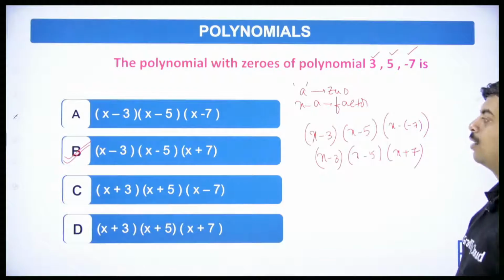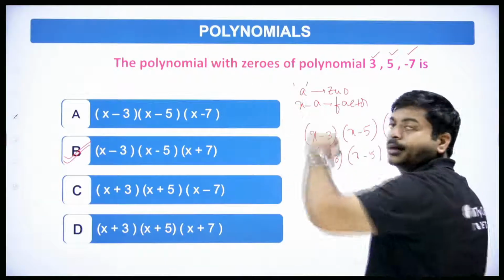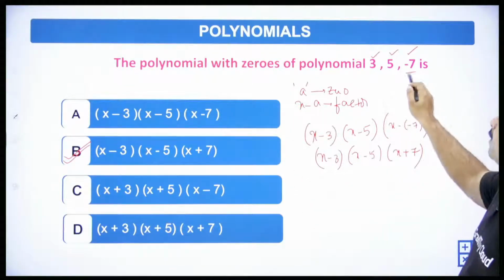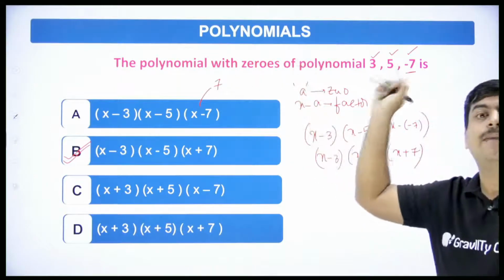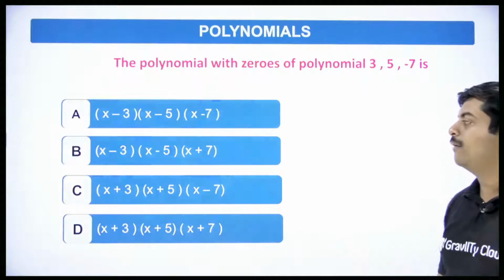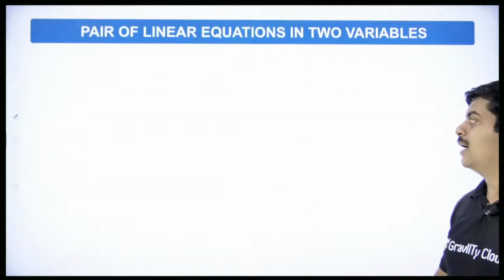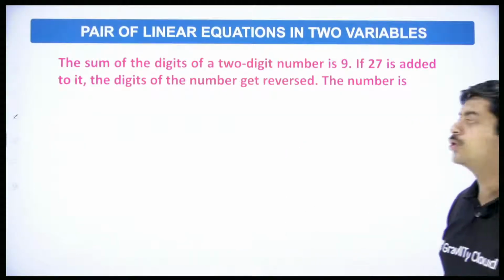So what is the mistake with x minus 7? Because it was already given minus 7. If x minus 7 is there, 7 should be the 0. But here the 0 is minus 7. Right? So that will give you option B is the correct answer. Right? So let's move to the next question.